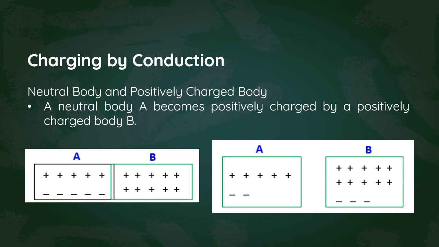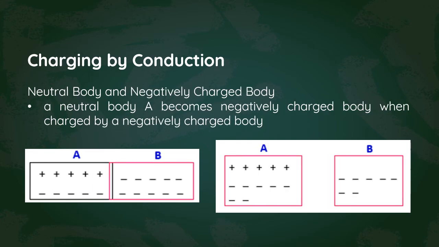Remember that opposite charges attract. And then when we separate the two bodies, A loses electrons and becomes positively charged. B remains positively charged. So when we look at this second illustration here, how do we say that it's positively charged? There are more protons compared to the electrons. Therefore, it's positively charged. The net charge is positive. As well as for object B, the net charge is also positive.